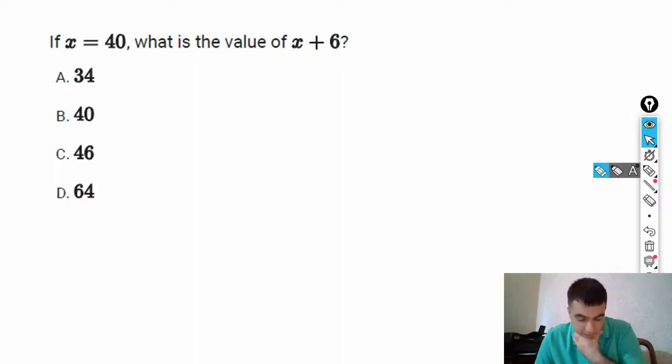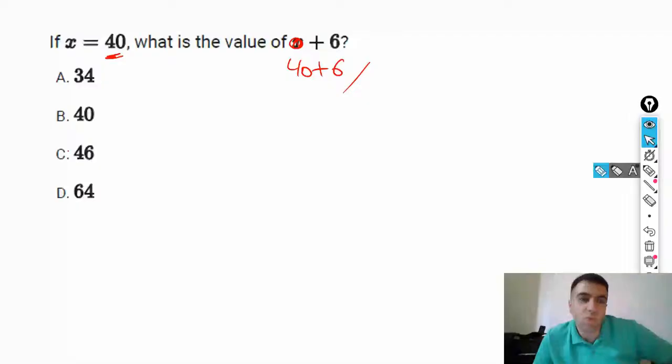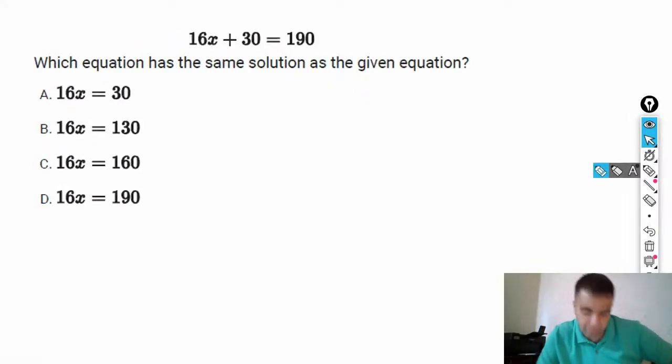46. Turan said set C, Saab said set C. Yeah, you are right. We should write 40 in the place of x. 40 plus 6 is equal to 46. That was easy.